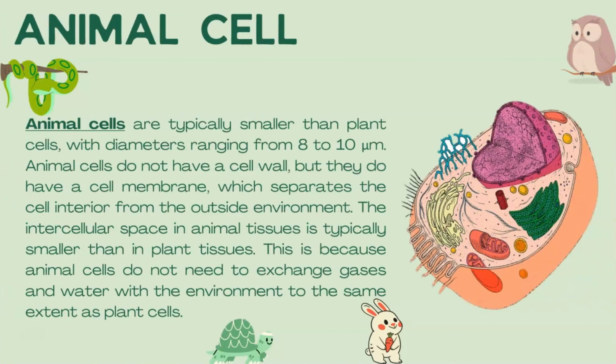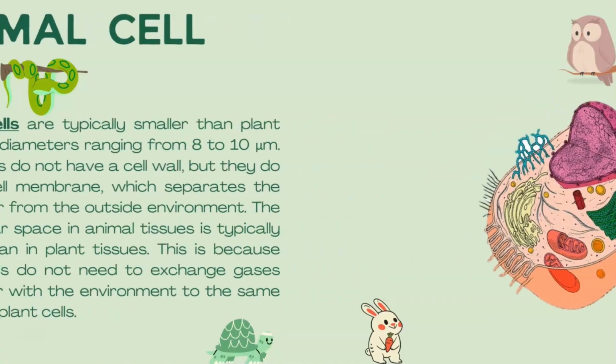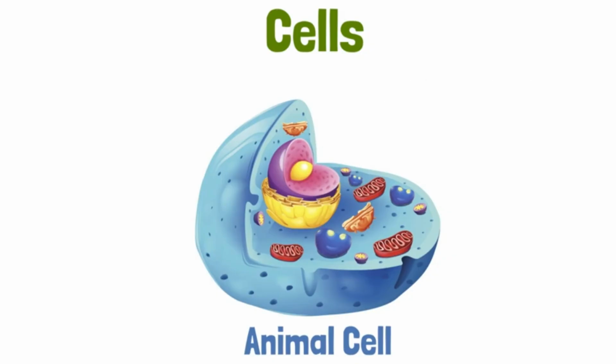Animal cells are typically smaller than plant cells, with diameters ranging from 8 to 10 micrometers. Animal cells do not have a cell wall, but they do have a cell membrane, which separates the cell interior from the outside environment. The intercellular space in animal tissues is typically smaller than in plant tissues. This is because animal cells do not need to exchange gases and water with the environment to the same extent as plant cells. Every animal cell has a nucleus.